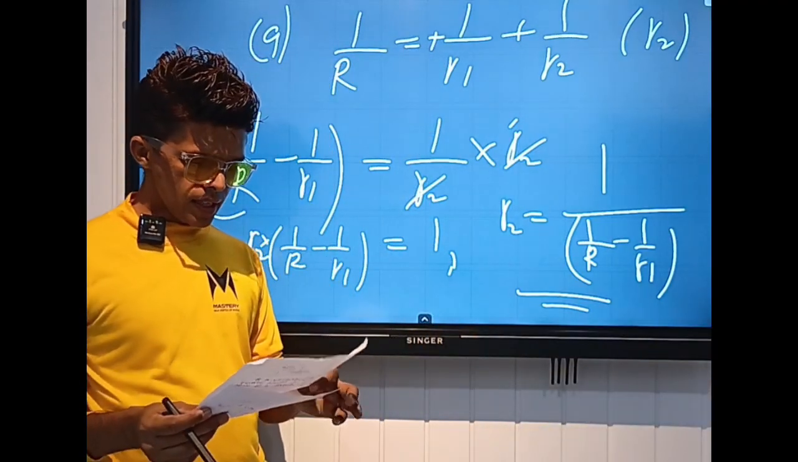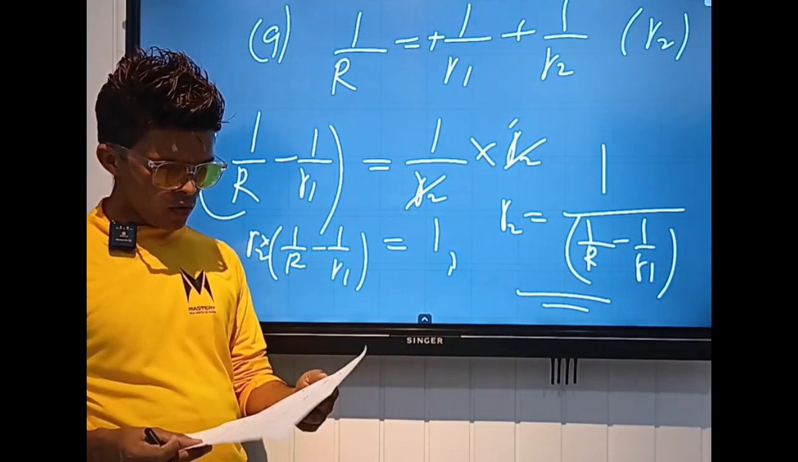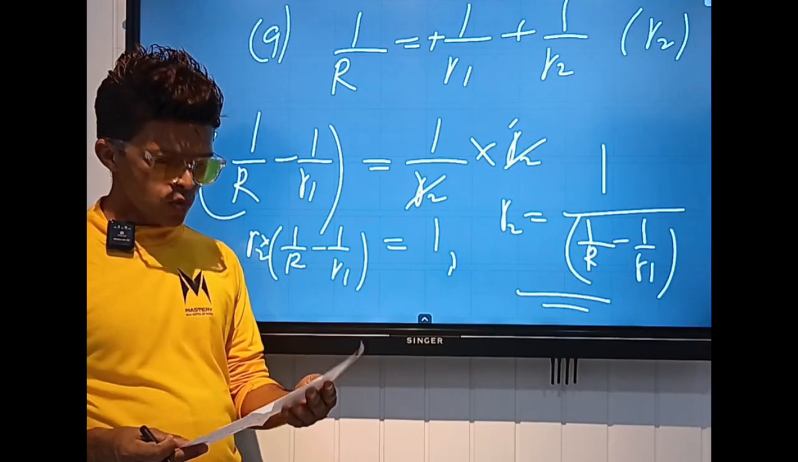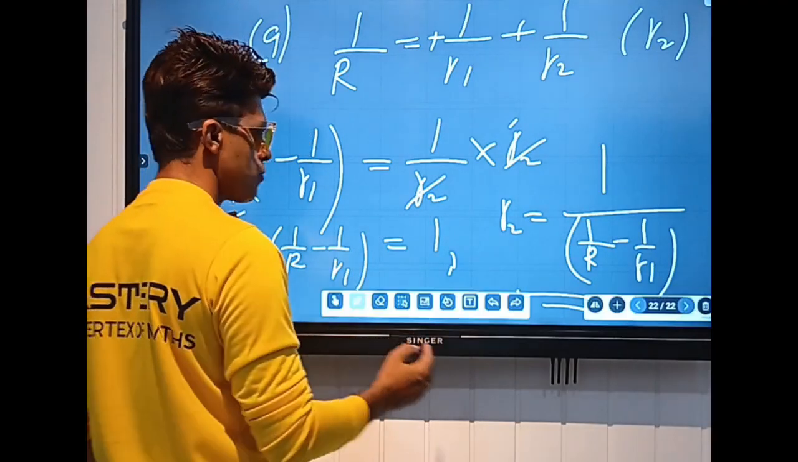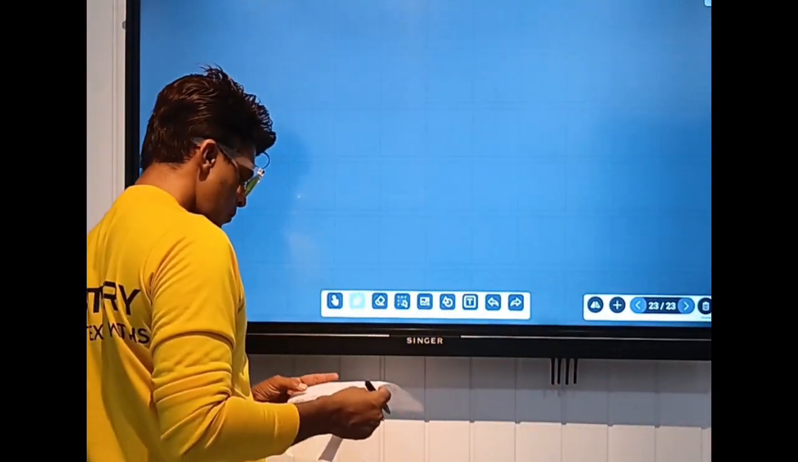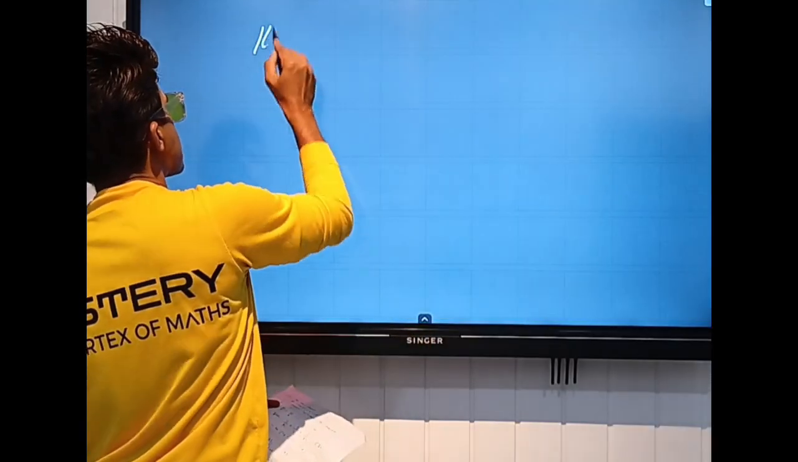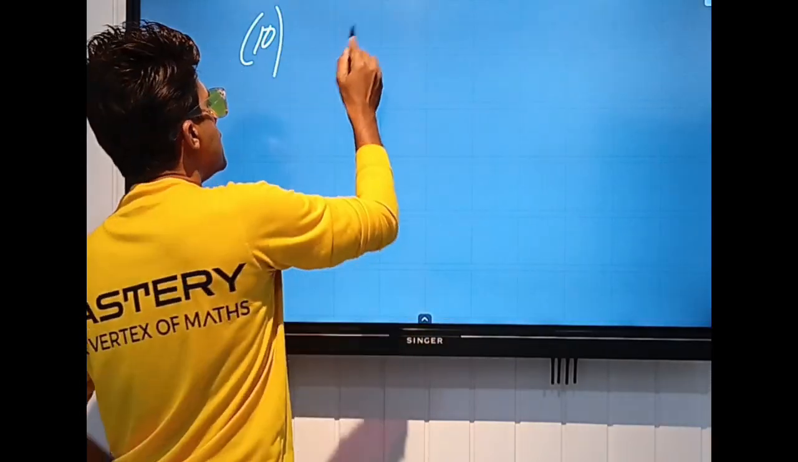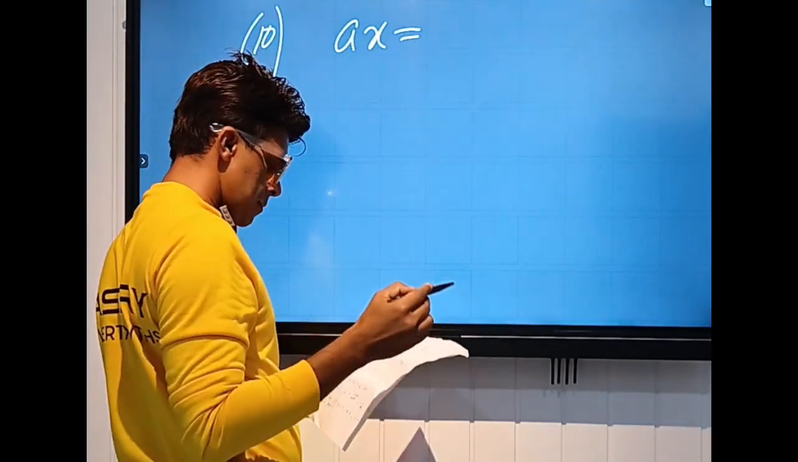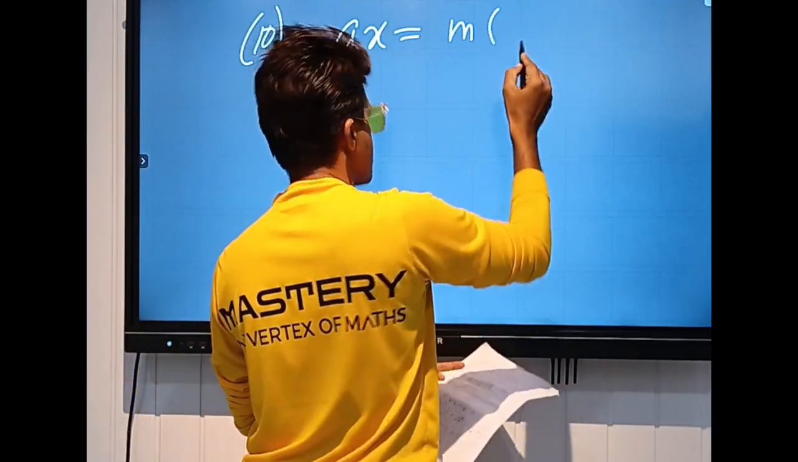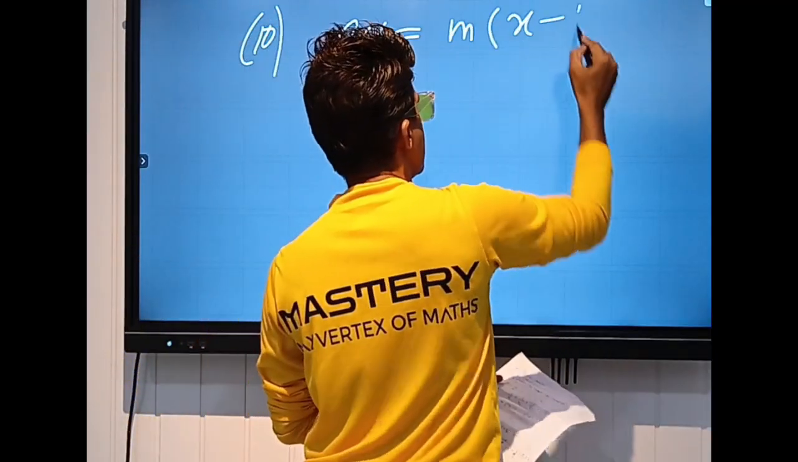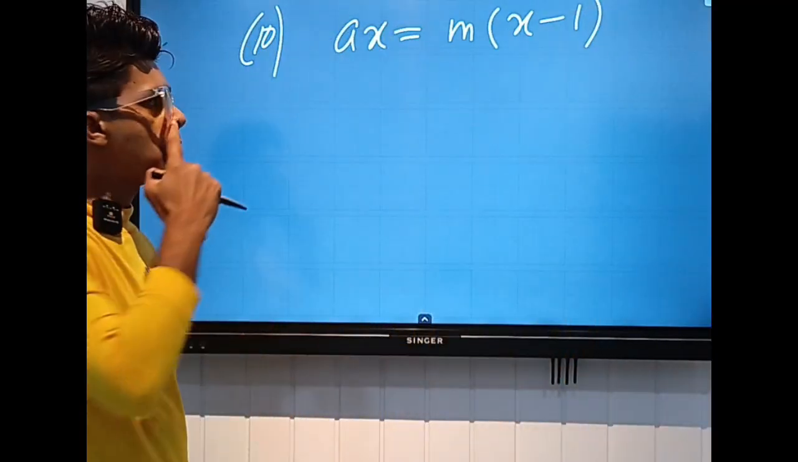Okay. So the ninth one we did. Right now we are doing the 10th one and the 11th one. I'm doing all the questions of exercise 7.1. Then ax equals m times x minus 1. Ax equals m times x minus 1.